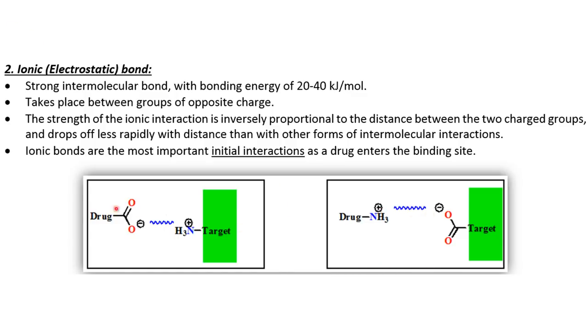As you can imagine, the closer the ions are to each other, the stronger the bond is, and as the distance increases, the bond becomes weaker. Ionic bonds are considered the most important initial interactions as the drug enters the binding site because they have a long range of interaction.